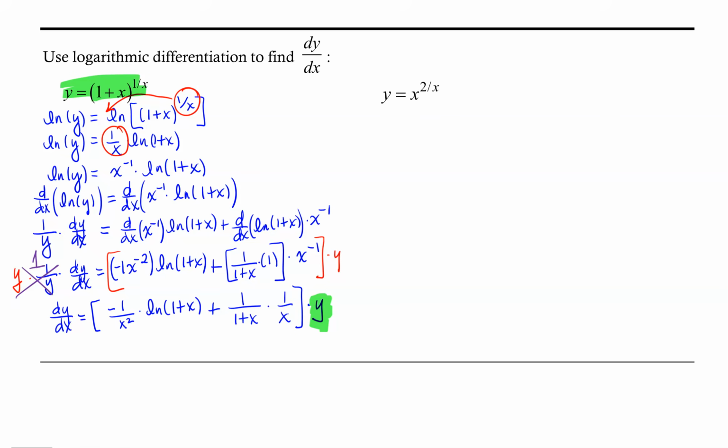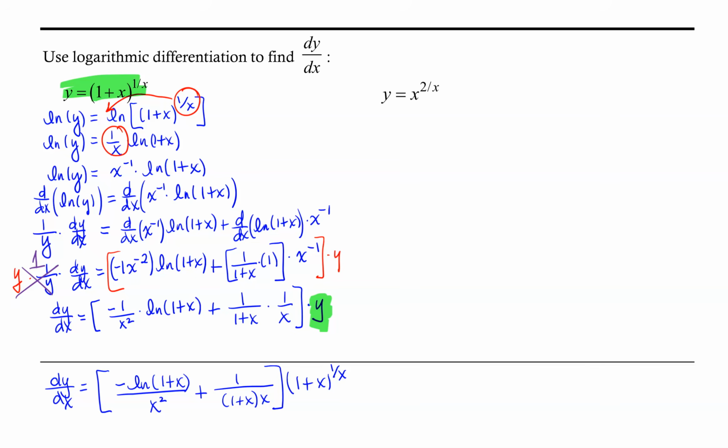So our derivative here, dy/dx, is equal to, multiplying negative 1 over x squared times the natural log of 1 plus x, we'll have negative natural log of 1 plus x all over x squared, plus, and then multiplying the 1 over 1 plus x and the 1 over x, we get 1 over (1 plus x) times x, and then multiply by y, and we get that being (1 plus x) to the 1 over x power.